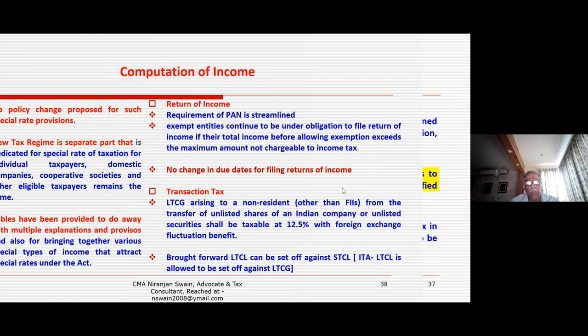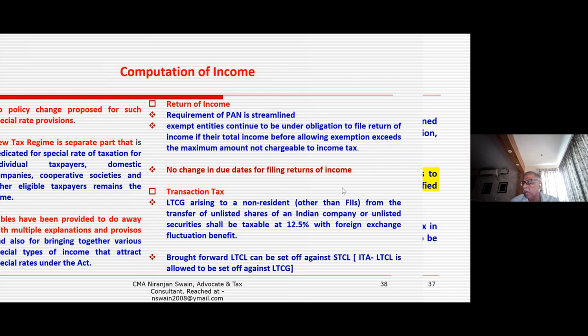Computation of income, no policy change proposed, special rate provisions. New tax regime is also continuing. There is no change at all. Old tax, new tax regime is continuing. It is applicable to all individual taxpayers, domestic companies, cooperative societies, eligible taxpayers. Tables are provided to do away with multiple explanations.